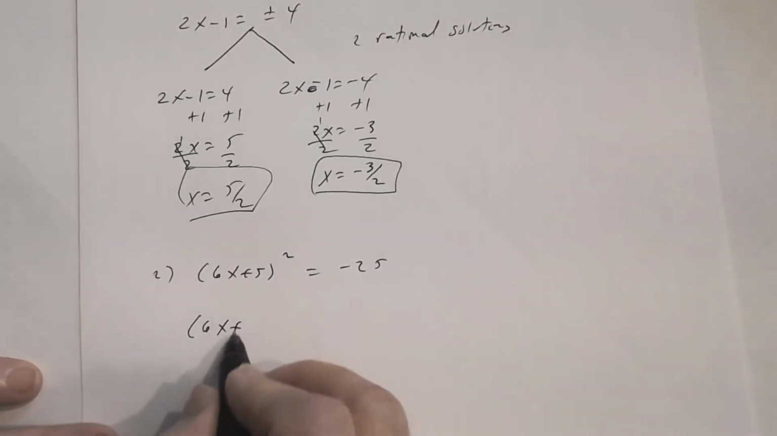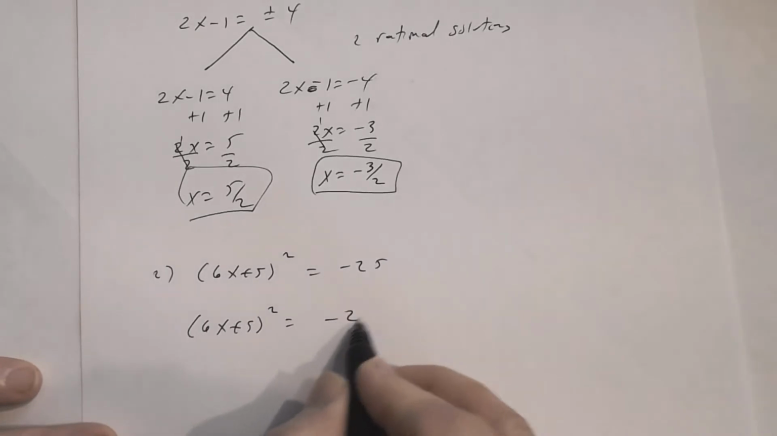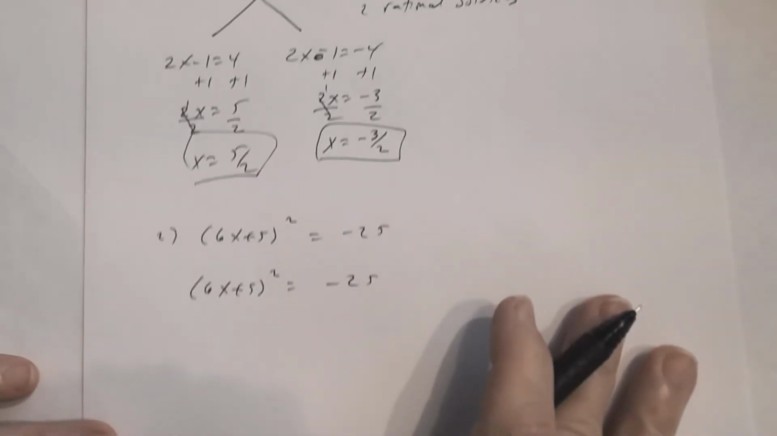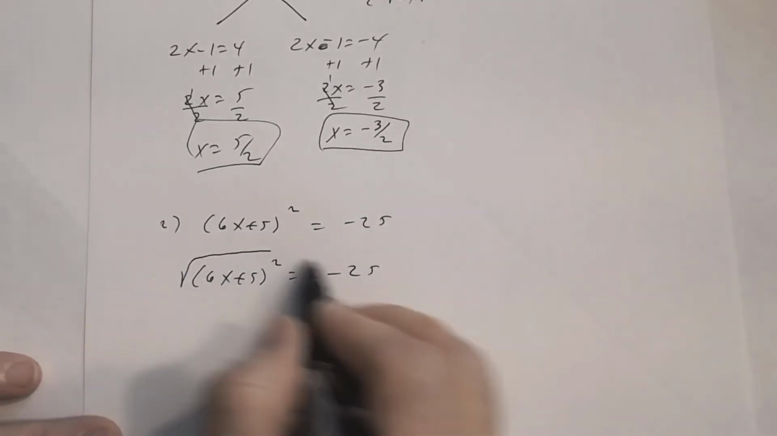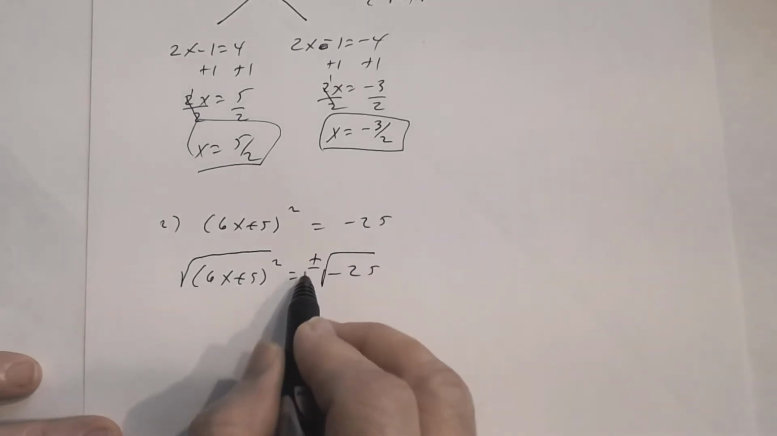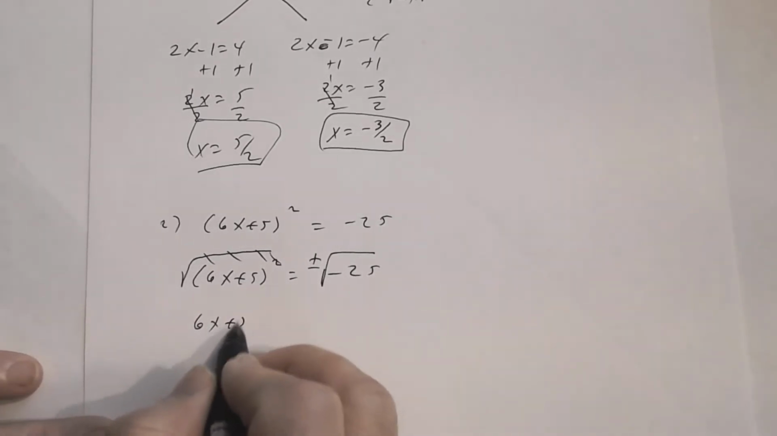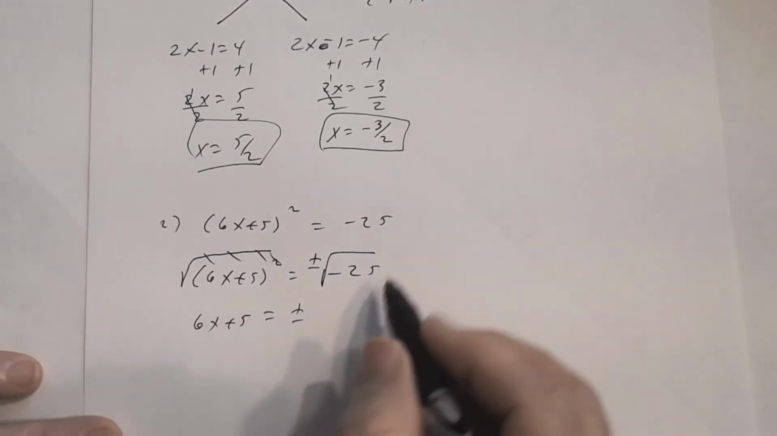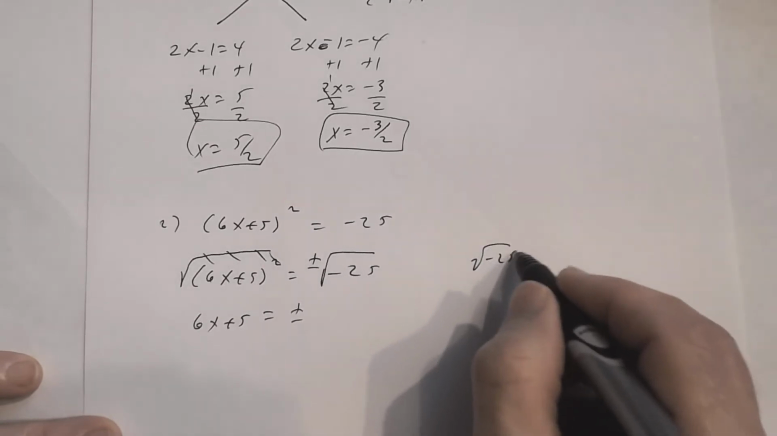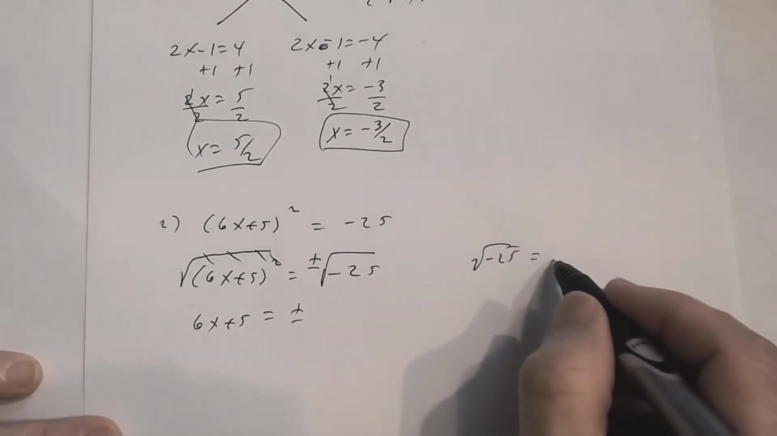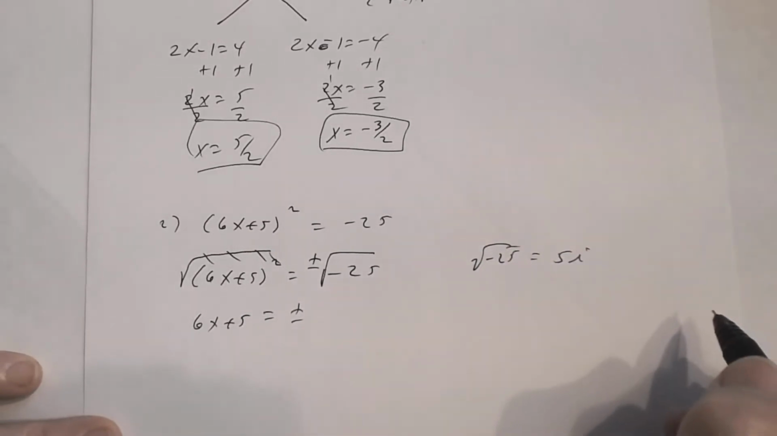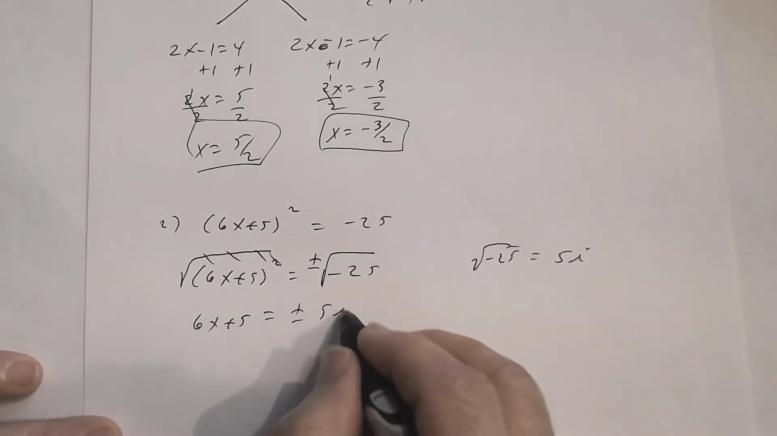So if I rewrite this over, and be careful, this is negative 25 on this side, I'm going to take the square root of both sides, just like this. And don't forget the plus or minus. You must write plus or minus right here. So the square and the square root undo each other. So you get 6x plus 5 equal plus or minus. Now remember the square root of a negative 25, what that is. The square root of a negative 25 is just 5i. And so this is 5i.